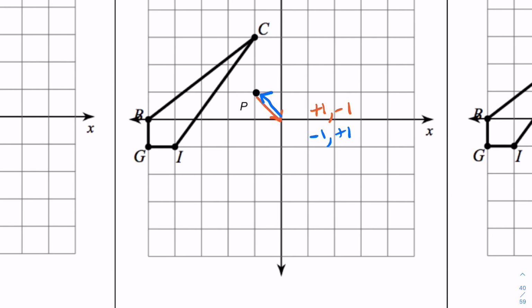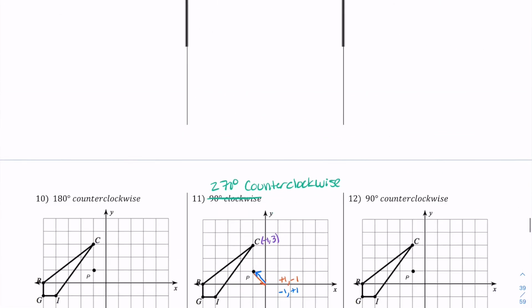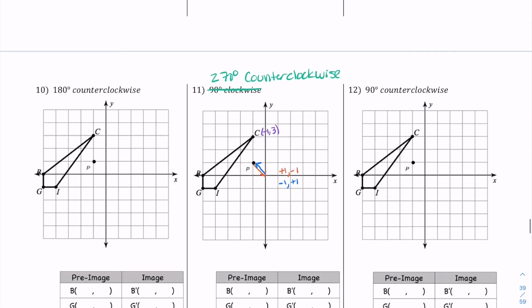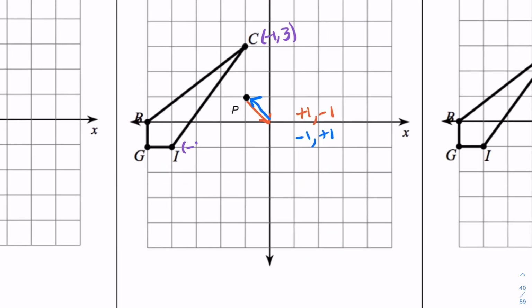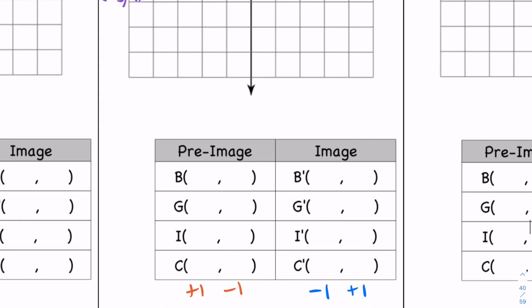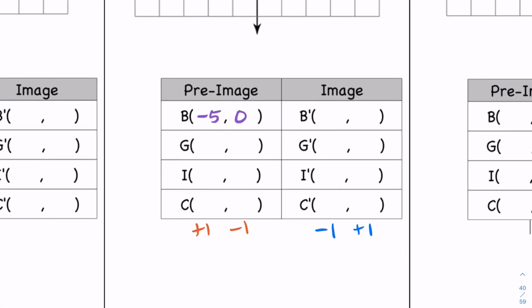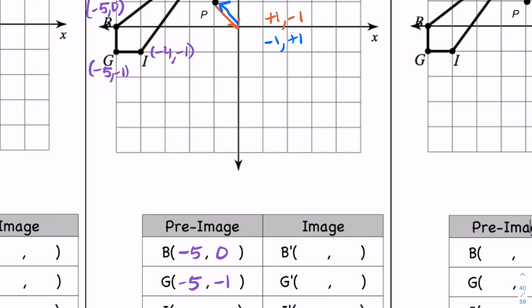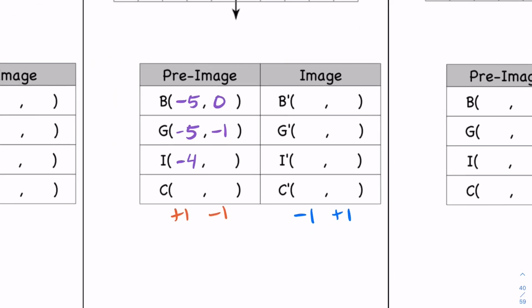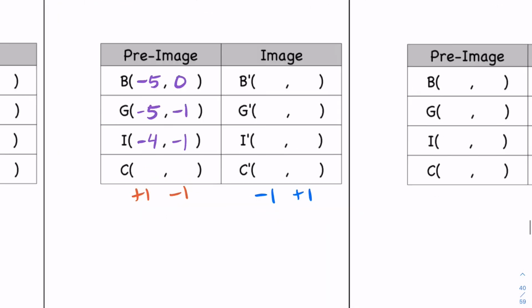I have C, which is negative 1, 3. Wait, did I write it last time? I don't really have much room. Yeah, I guess I'll write all 4 of them. Then I have negative 4, negative 1. I have negative 5, negative 1, and I have negative 5, 0. So B is negative 5, 0. G is negative 5, negative 1. I is negative 4, negative 1. And C is negative 1, 3.